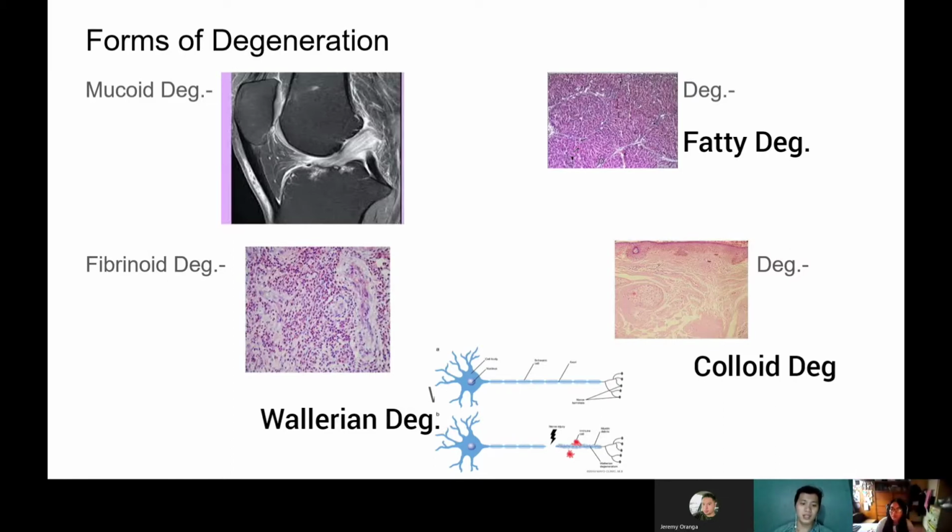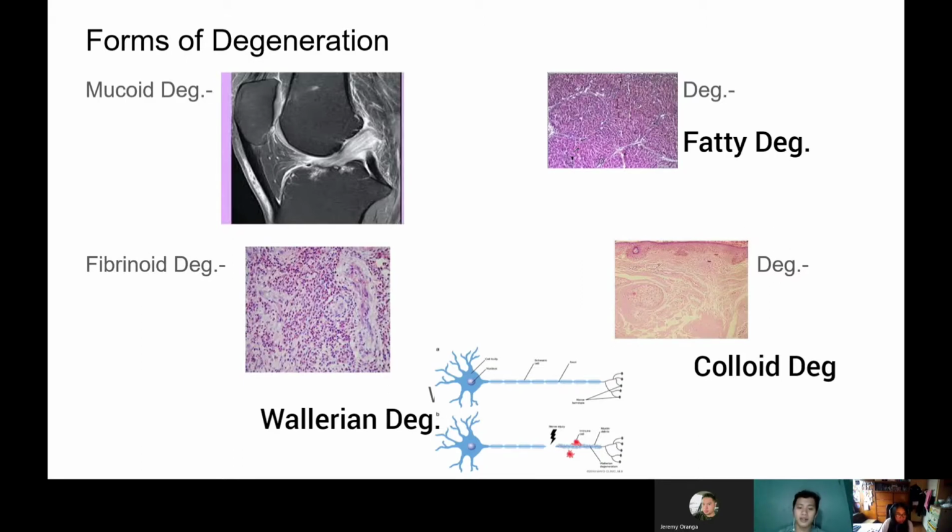Next is fatty degeneration, the accumulation of fat globules within the cells of an organ such as the liver or heart, resulting in deterioration of tissues and diminished functioning of the affected organ.